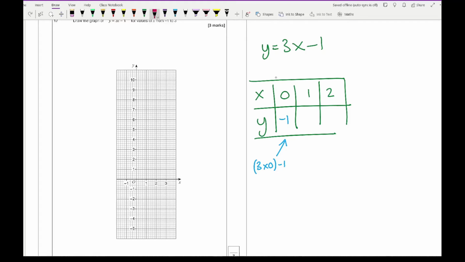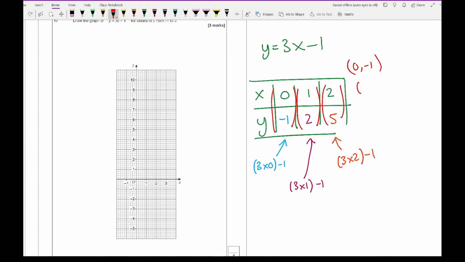For the second one, when x equals 1, I'm going to do 3 times 1. Let's write it properly. So here I'm going to do 3 times 1, which is 3, take away 1, which is 2. And then for my third value, I'm going to do 3 times 2, which is 6, take away 1, which is 5. So now I want to plot these coordinates. I'm going to plot 0, minus 1, 1, 2, and 2, 5.